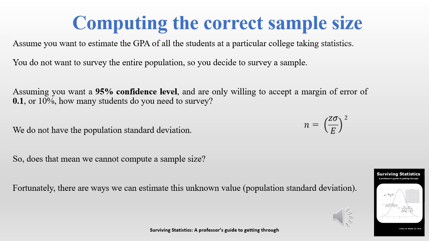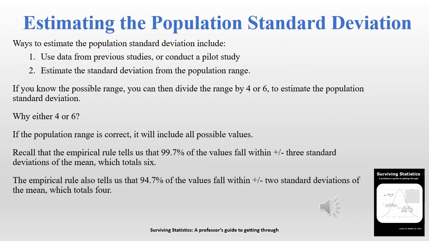So does that mean that in this case we cannot compute a sample size and we should just give up? Well, fortunately, there's a way for us to still compute the sample size with an unknown population standard deviation. And we're going to use an estimate of the population standard deviation to do that. So if we do not know the population standard deviation, it doesn't mean that we have to give up. There are some ways that we can estimate the population standard deviation to compute the sample size.